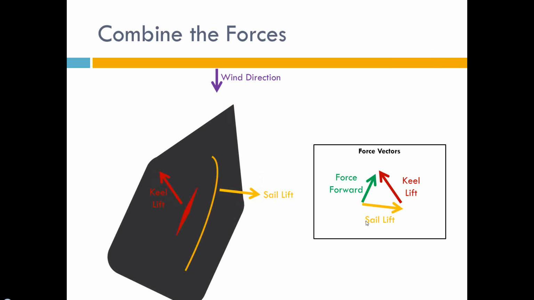So if we look over at the box on the right, an easier way to do it is to, again, just put the arrows head to tail and then fill out the rest of that triangle with the green arrow here. So that's our force forward, and that's what's going to push the boat forward.